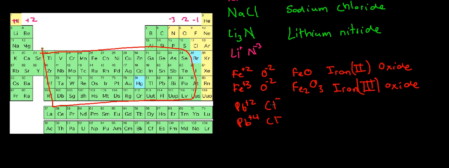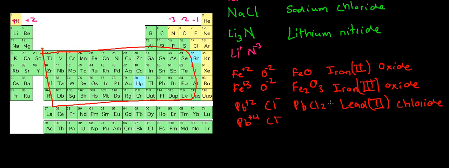What would the names of these be? Well, this is a +2 and this is a -1. So I'm going to need 2 chlorines for every 1 +2 lead. So the chemical formula would be this. And the name would be lead. It has a charge of 2, so I put a Roman numeral of 2. And then chloride.